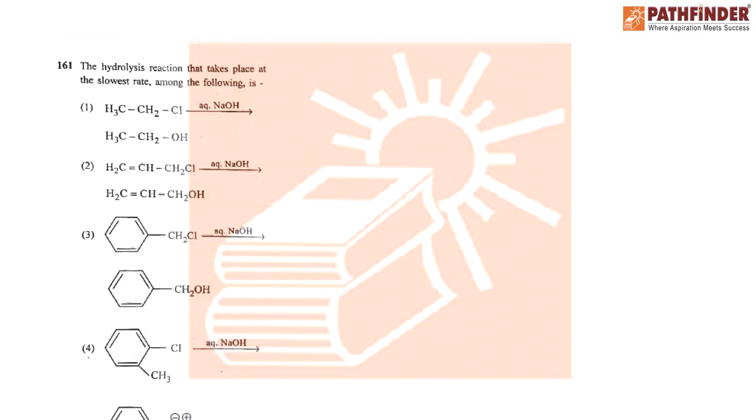Okay, let's move on to question number 161. Now here comes a question from organic chemistry, the hydrolysis reaction. We all know hydrolysis reactions are basically the SN1 type of reaction, and SN1 follows through a carbocation. So automatically the intermediate is a carbocation. The more stable the intermediate, the more will be the rate of reaction. The less stable the intermediate, the lesser will be the rate of reaction.